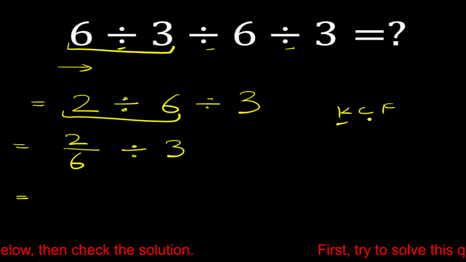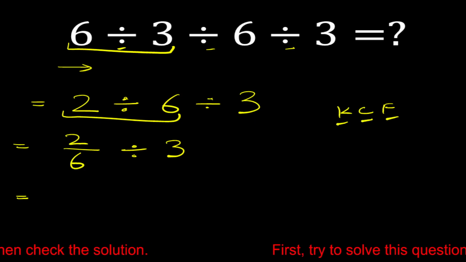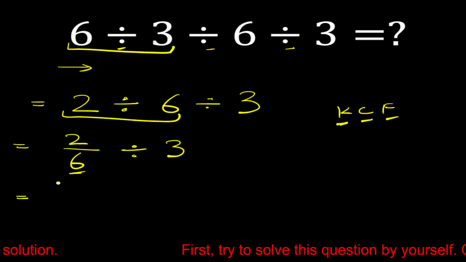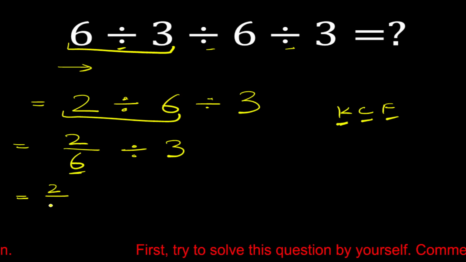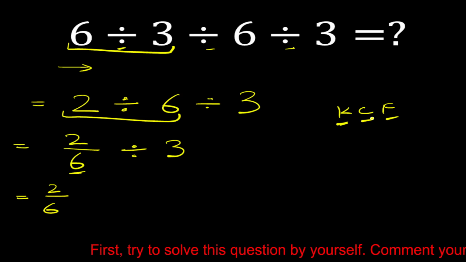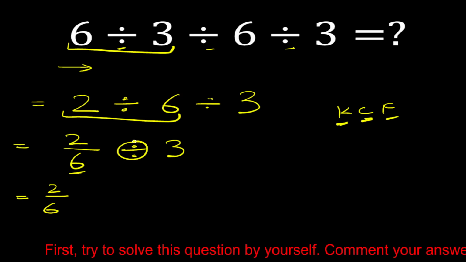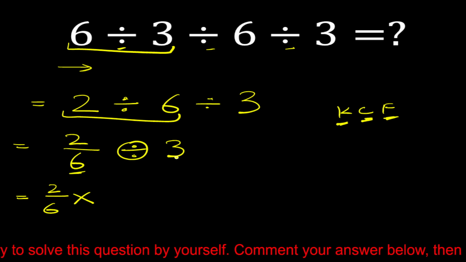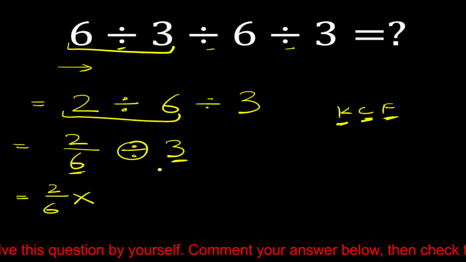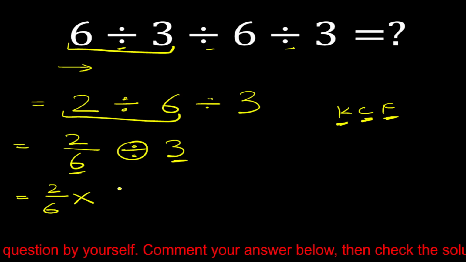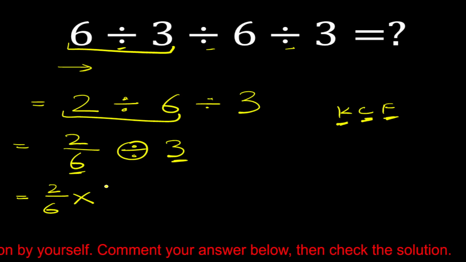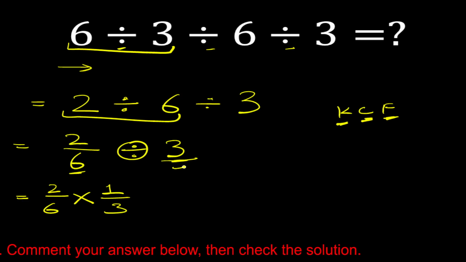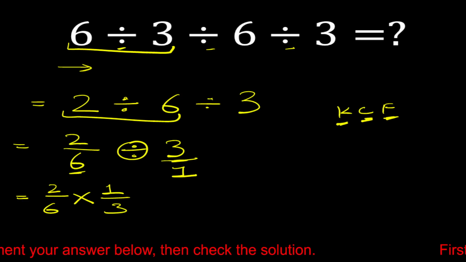KCF: K means keep, C means change, F means flip. So K means keep this fraction the same as it is. So 2 by 6, write as it is. Now C means change. Therefore change this sign from division to multiplication. And F means flip. Therefore flip this fraction. So 3 by 1 is equal to 1 by 3. Okay, here is nothing, therefore we can write it as 3. Or sorry, we can write it as 1.